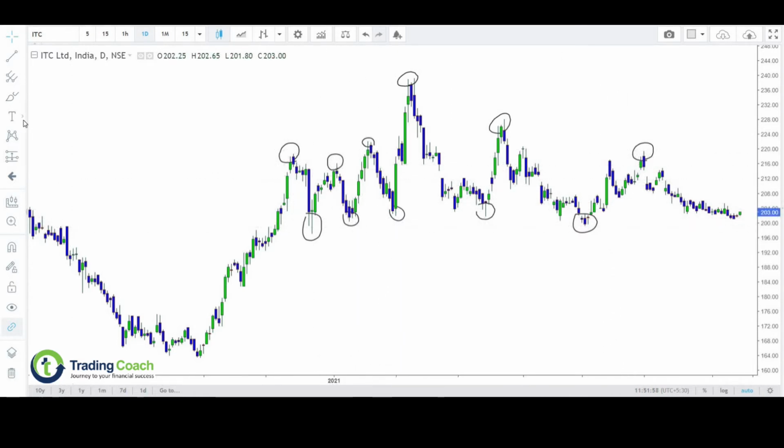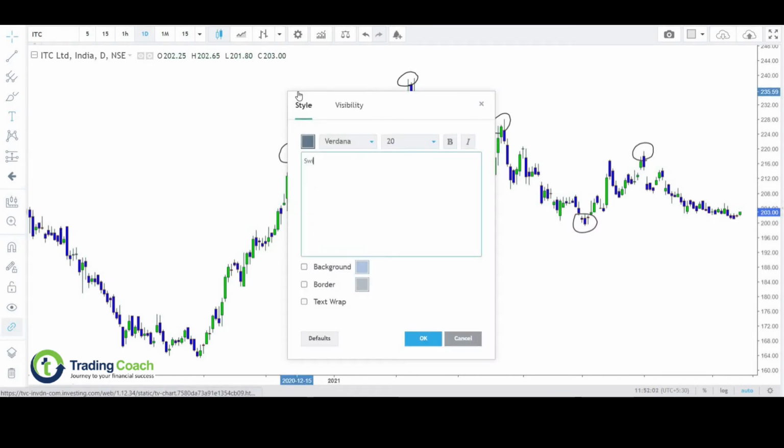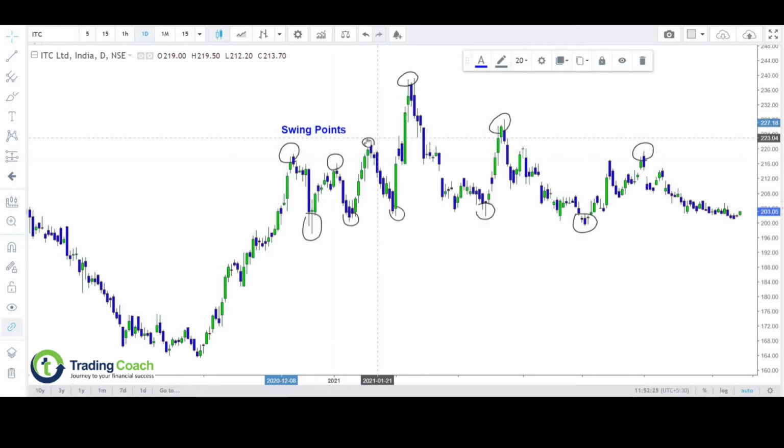So this is what we call swing points. To point it out in a simple manner, we can consider them as swing points. So these are all swing points. You can see them over here. If it has happened at the top, we call them swing highs. If it has happened at the bottom, we call them swing lows.